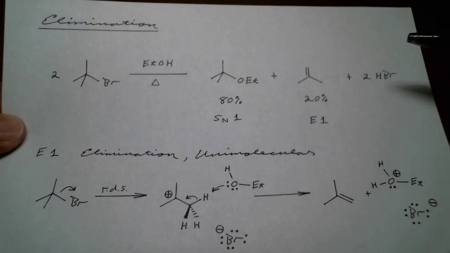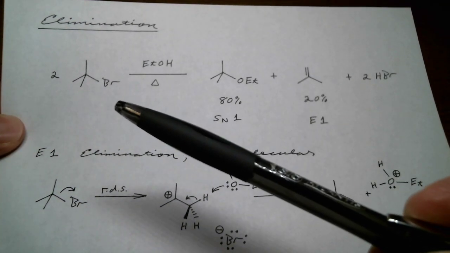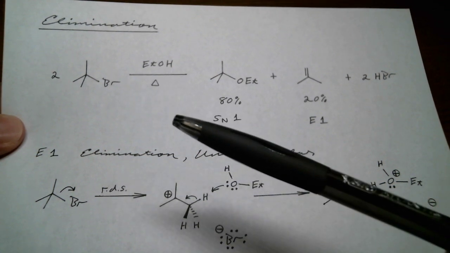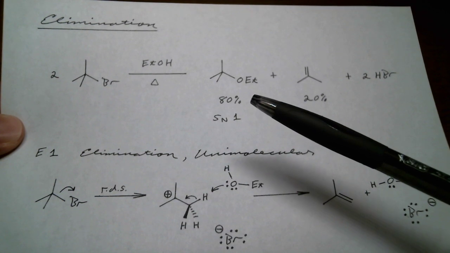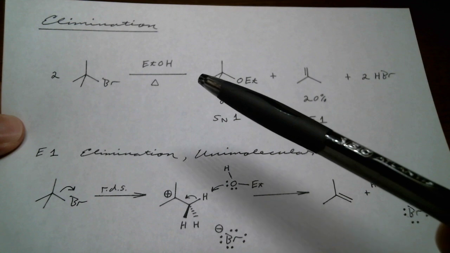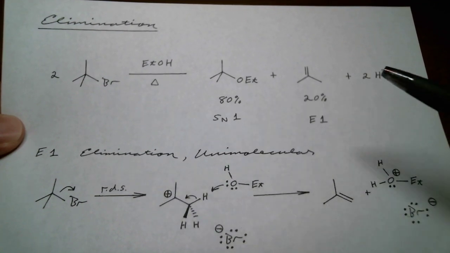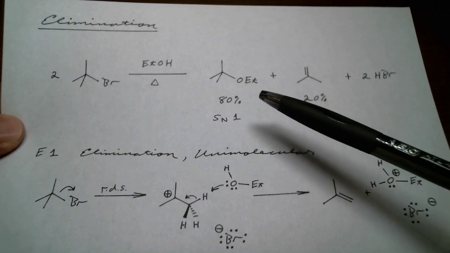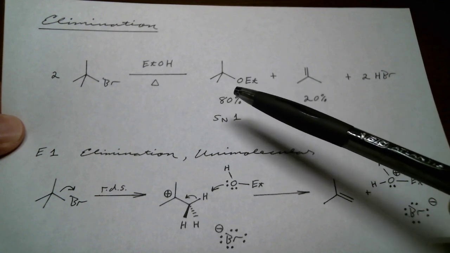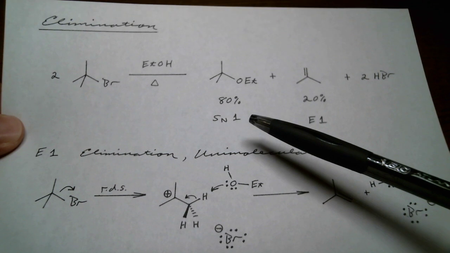So let's talk about elimination. Say we have 2-bromo-2-methylpropane and we put it in ethanol. Yes, we expect to get an SN1 substitution product where the bromine popped off of our molecule. We eventually got some HBr, and the ethoxy part of our ethanol substituted into our carbocation. And so yes, we get 80% of this SN1 product.